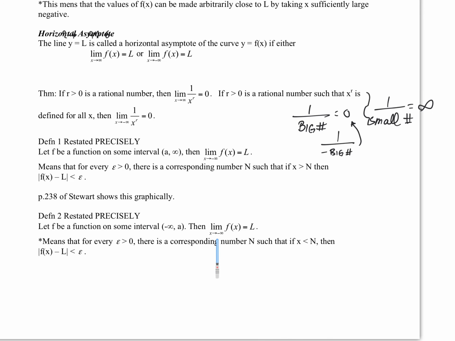And here it is again with the negative infinity. For every epsilon greater than 0, there is a corresponding number N, such that if x is less than N, then the absolute value of f of x minus L is less than epsilon.